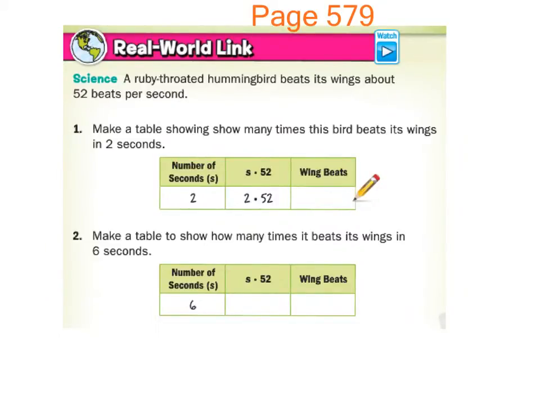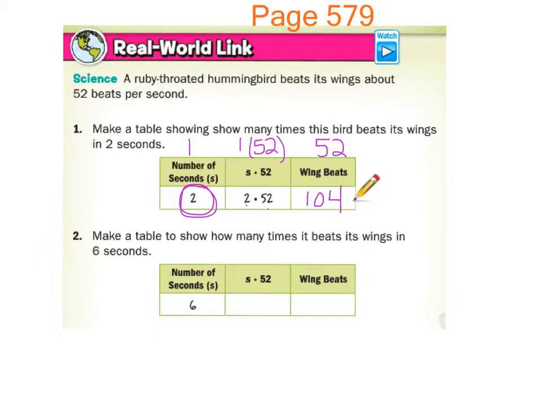Well, if I know in 1 second it beats its wings 52 times, what I'm doing is taking 52 times 1, so I'd get 52 beats. So if I am working with 2 seconds, I'm going to multiply 2 times 52, and I know 2 times 50 is 100, and 2 times 2 is 4, so it's 104 beats.